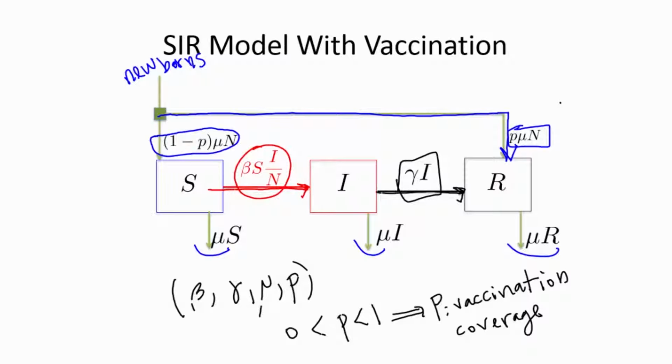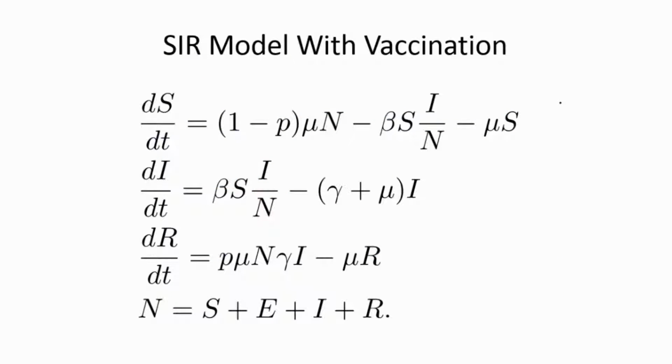But then the compartment R here has a new arrow, right? It has some new term. It has gamma I, which was there before, mu R was there before, but this will be a new term, a new expression to account for in the mathematical model. So here we have the equations. We can see that the differences are what we were pointing out. The equation for the susceptible compartment now has that extra term 1 minus p times mu times n, and the other terms are the same terms we had before without vaccination.